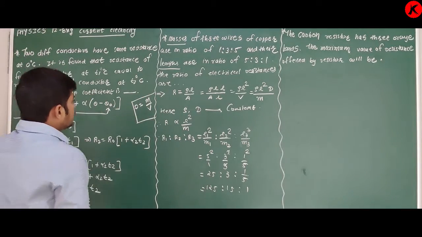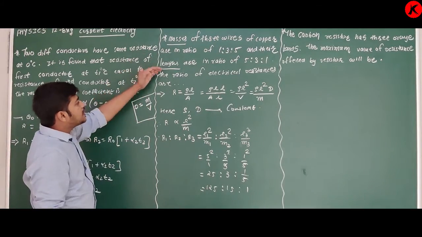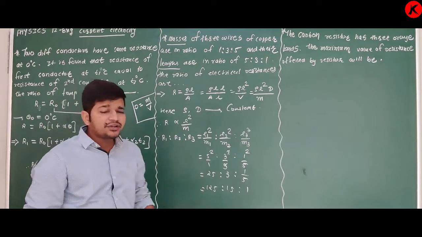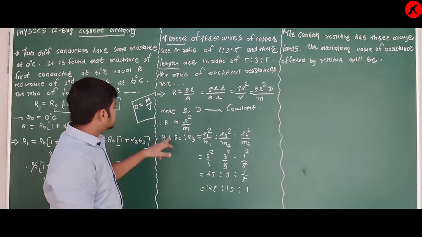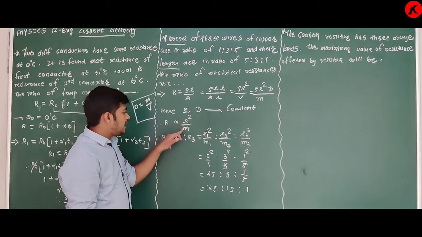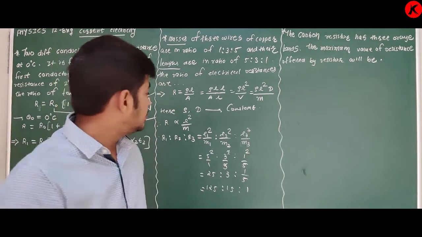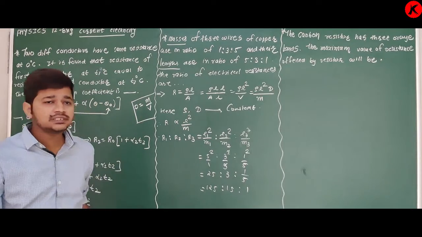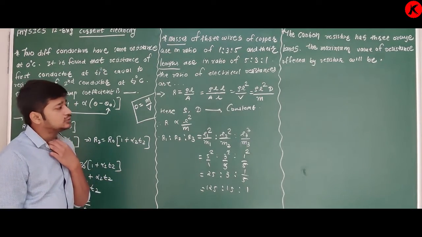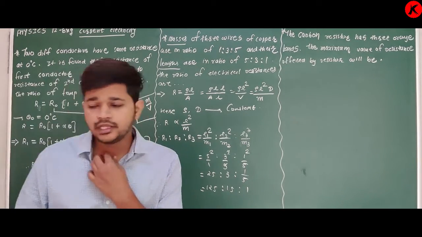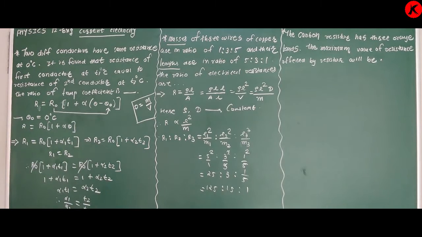Clear? So from the given data, first of all, you have to make a relation: how resistance depends on length and mass. Clear about this? So yes, it is one easy question. Now the next question.